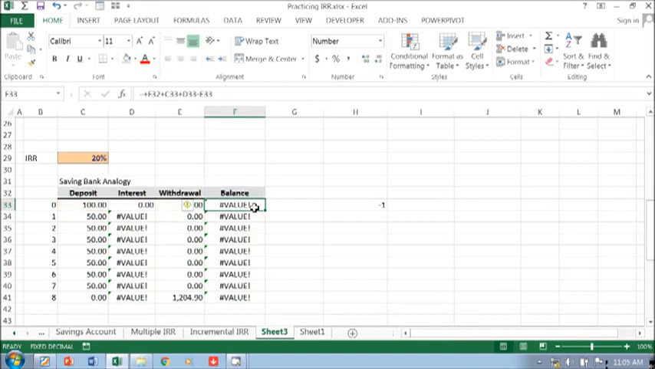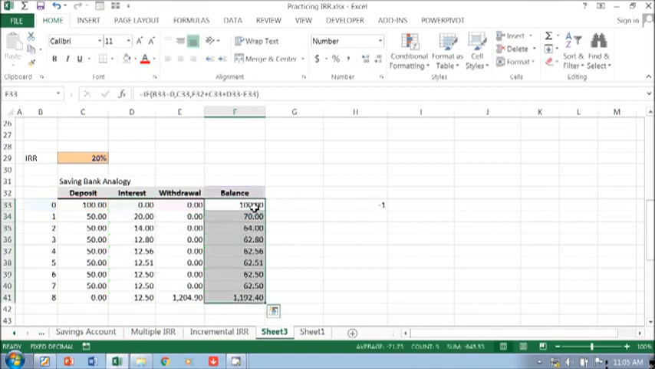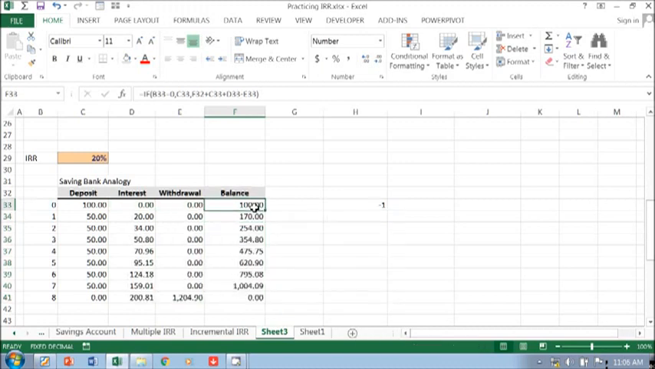I have to use an IF: if this is 0, then it is the deposit, otherwise it's previous balance plus deposit plus interest minus withdrawal. Just copy it down. Okay, cool, beautiful. So we have a balance of zero. It means that we deposit 100, and because you don't get interest in the initial year, year zero, your balance should be zero.